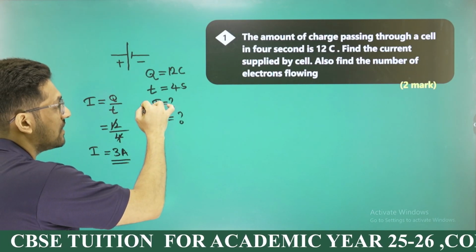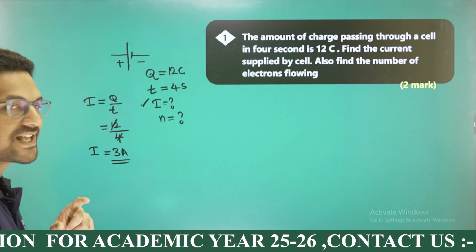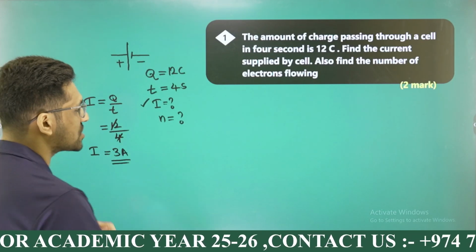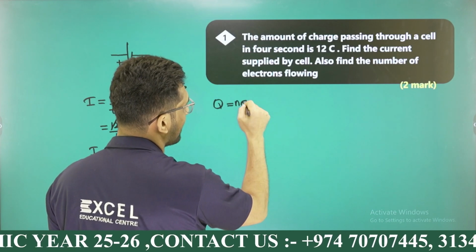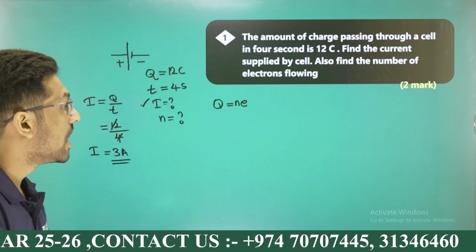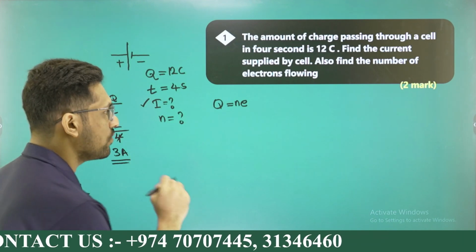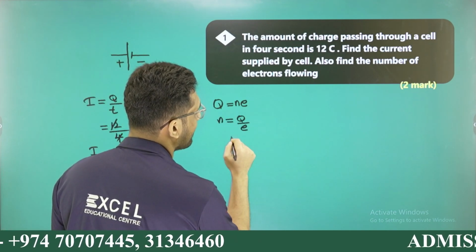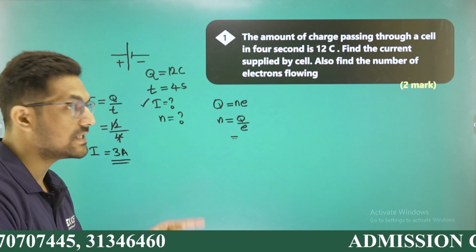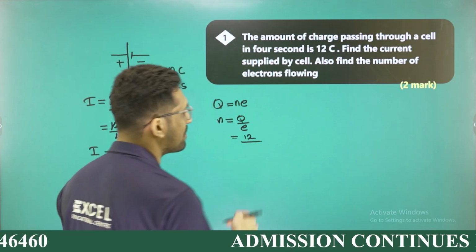Now we found the value of current. We have to find what is N. What is the equation we are going to use? The equation for that will be Q is equal to NE. Right? Quantity of charge is equal to N into E. Let's see what is N. N will be equal to Q by E. What is Q? Q is given in the question. Q is 12 divided by E.